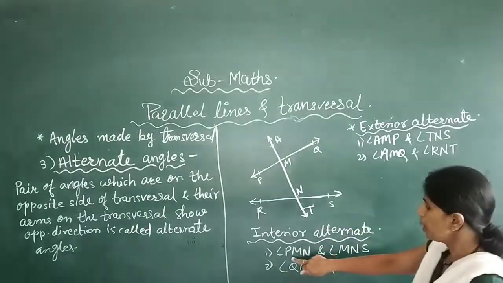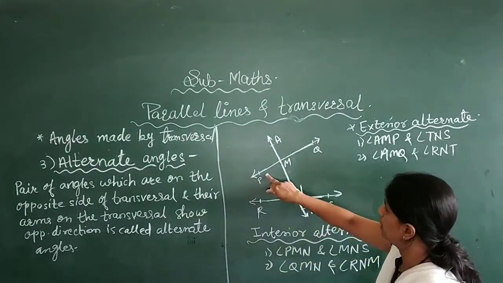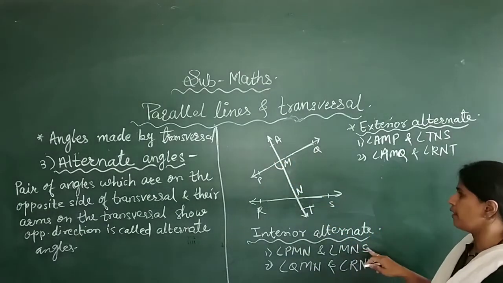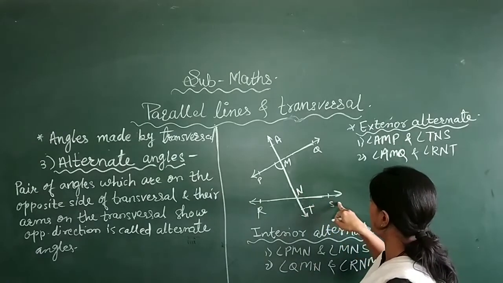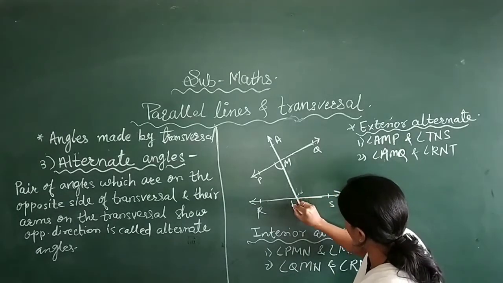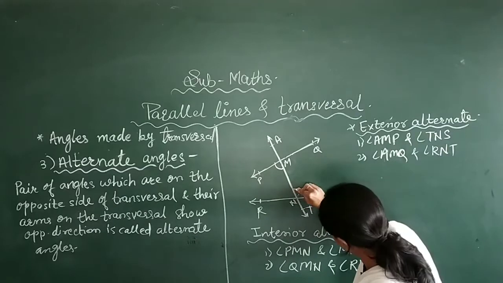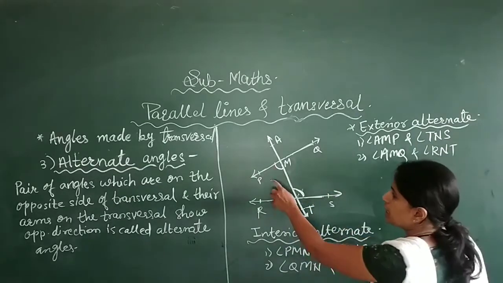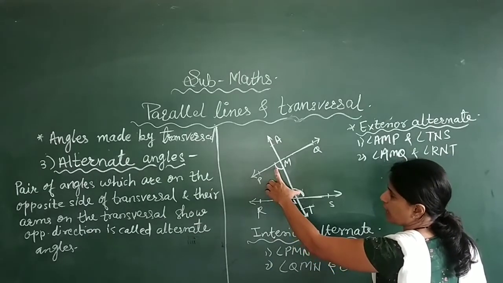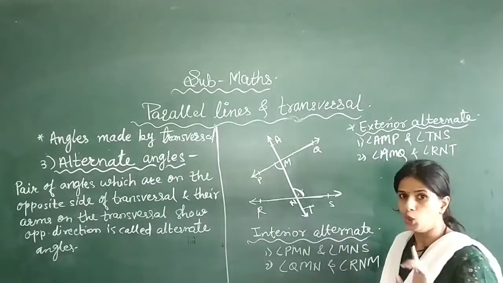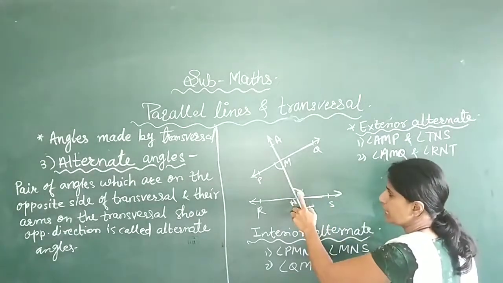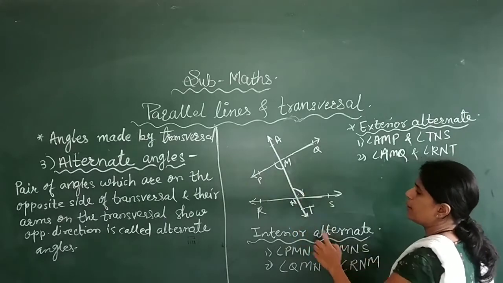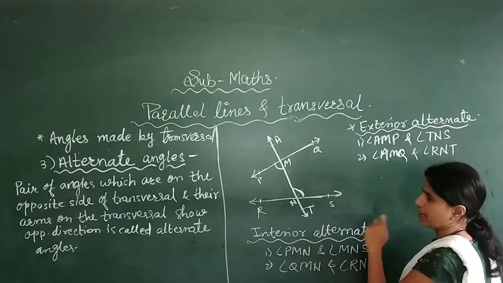Now see. PMN means this angle and MNS. These two angles, are they on the same side? No. They are opposite, but they are inside. Getting it? For that reason, it is called an interior alternate angle.